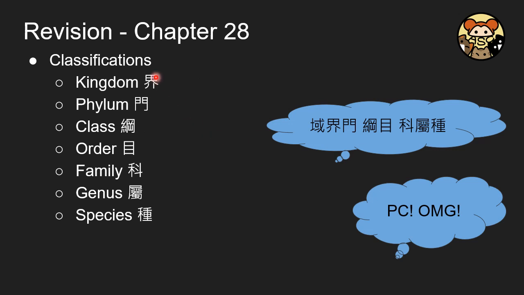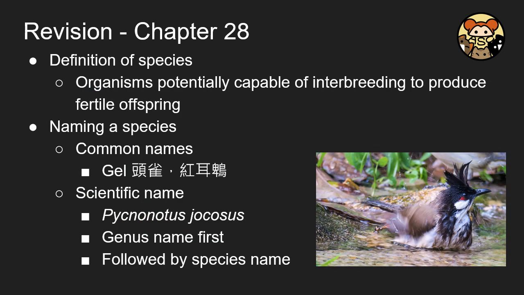And here is the classification from kingdom, phylum, class, order, family, genus to species. And to me, I remember their first characters, that is PC, OFG. So it may help you because there is PC and then OFG. The biggest one will be the kingdom and the smallest one will be the species. A species can be defined as organisms that are potentially capable of interbreeding and producing fertile offspring, which means that the offspring can produce more offspring.